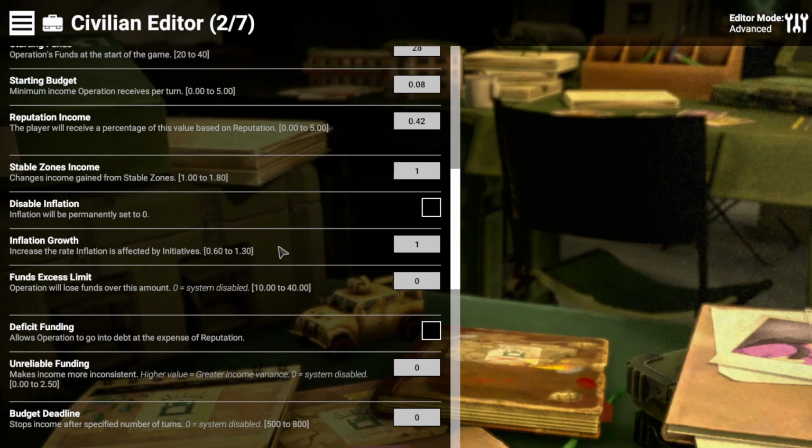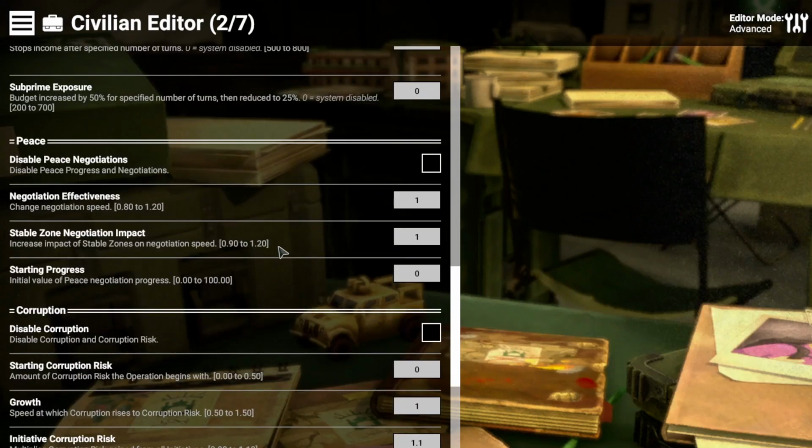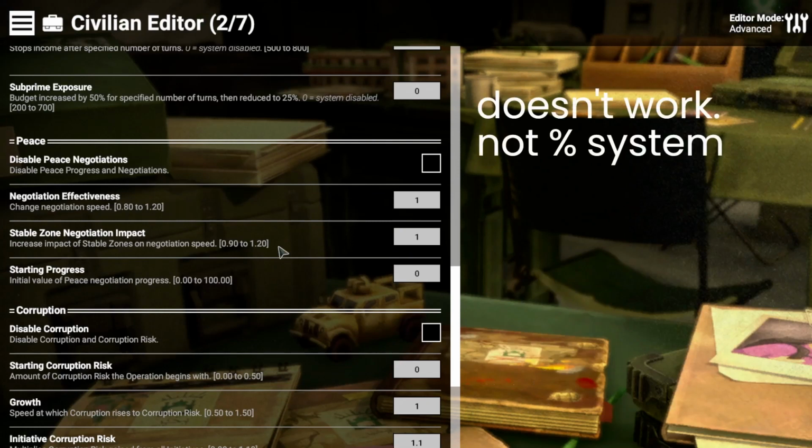Subprime exposure, self-explanatory. Disable peace negotiations, self-explanatory. Negotiation effectiveness: how fast or slow peace negotiation goes. Stable zone negotiation impact: set to 1 for default and increase or decrease based on how fast you want the negotiation process to be. Starting progress doesn't work, crashes the game.